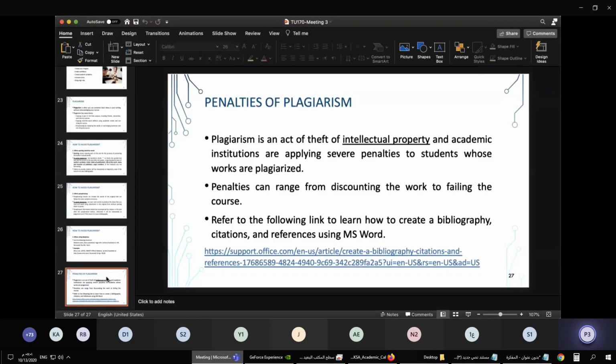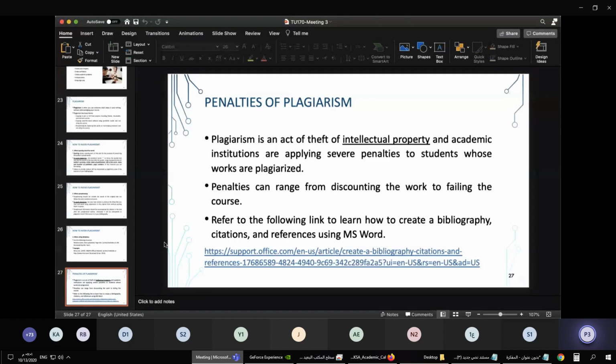Penalties of plagiarism. Plagiarism is an act of theft of intellectual property, and academic institutions are applying severe penalties to students whose works are plagiarized. Penalties can range from discontinuing the work, maybe the assignment, for example, you fail the assignment, to failing the whole course.